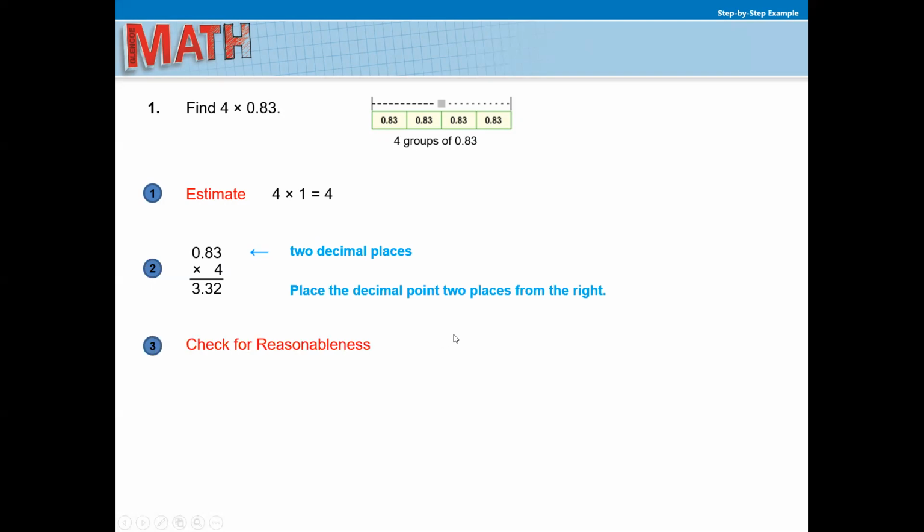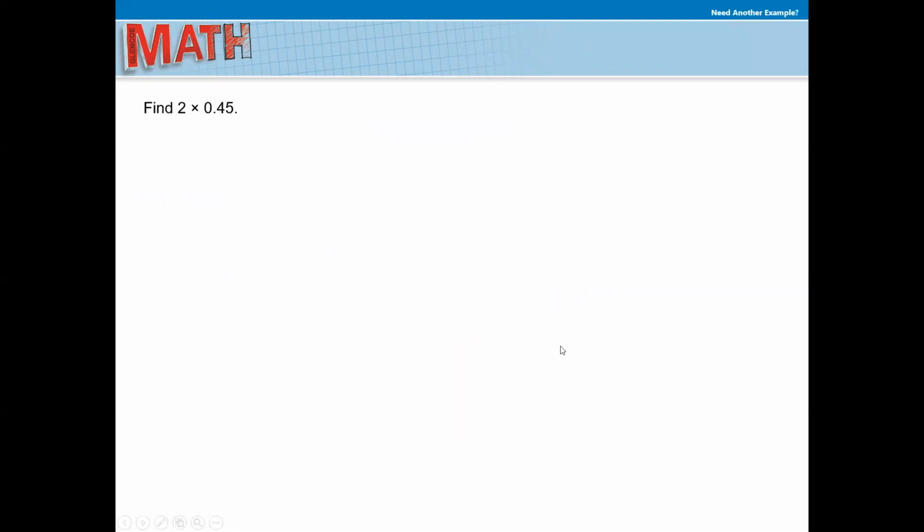Check for reasonableness. We thought it was approximately 4. 3.32 is approximately 4. Check. Here's another example. Find 2 times 45 hundredths. Show your work in your math notebook. Pause while you're working. Press play when you're ready to go on.